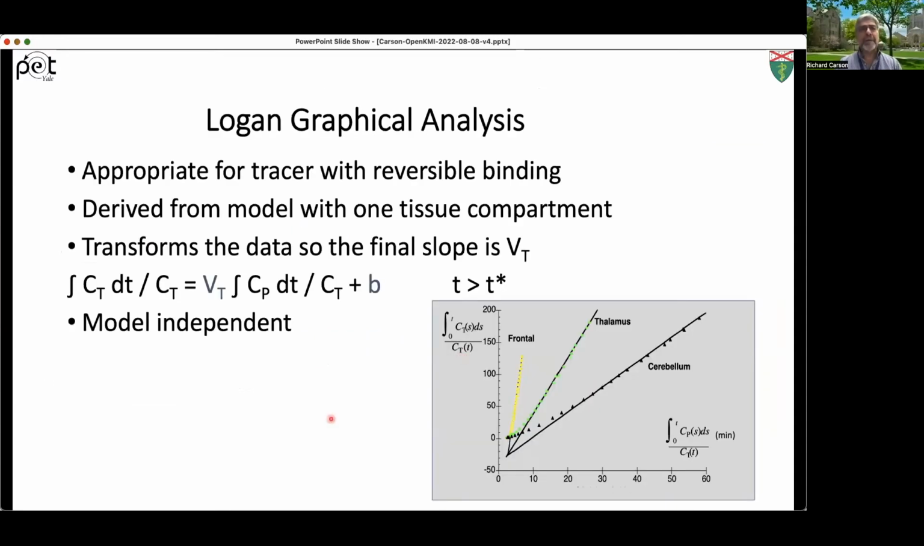Or there's simpler models, graphical analysis, the methods of Logan et al., which basically find out we're not going to worry about the exact model and the exact configuration, but by a rearrangement of the data, we can produce data that's a straight line where that slope is that volume of distribution. That's a nice simplification, which allows us to do that for a wide variety of tracers, even when things are more complicated.